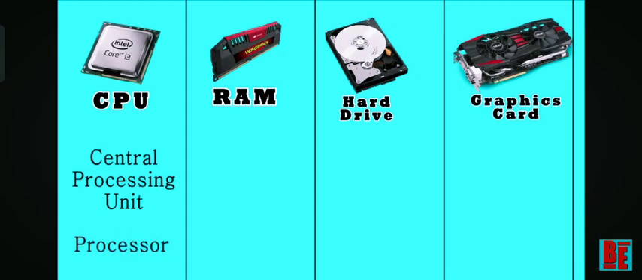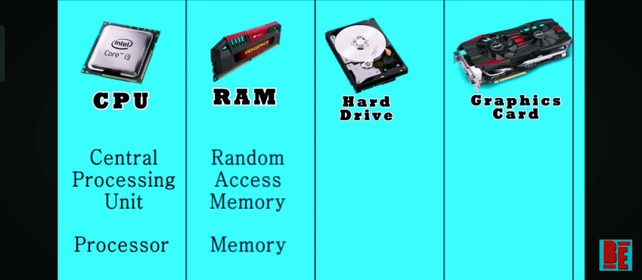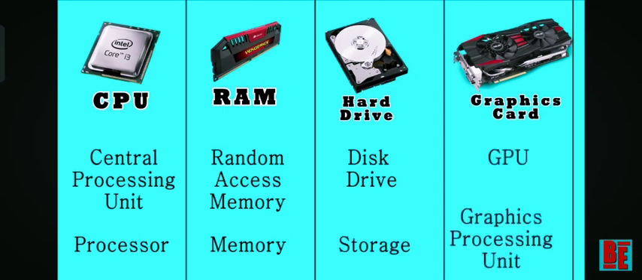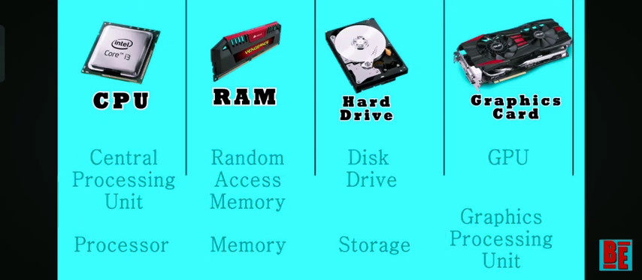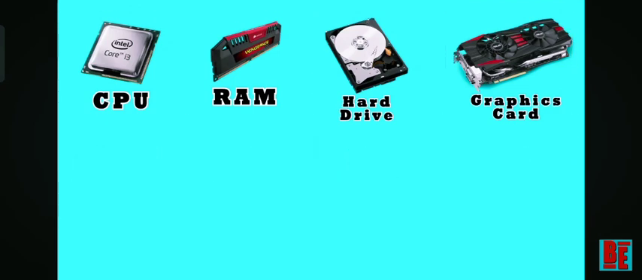They are completely interchangeable. RAM stands for Random Access Memory and is often referred to as just memory. A hard drive is often referred to as a disk drive or storage. And a graphics card is also known as a GPU or graphics processing unit. For this explanation, I'll be using the terms CPU, RAM, hard drive, and graphics card. So let's start with the CPU.